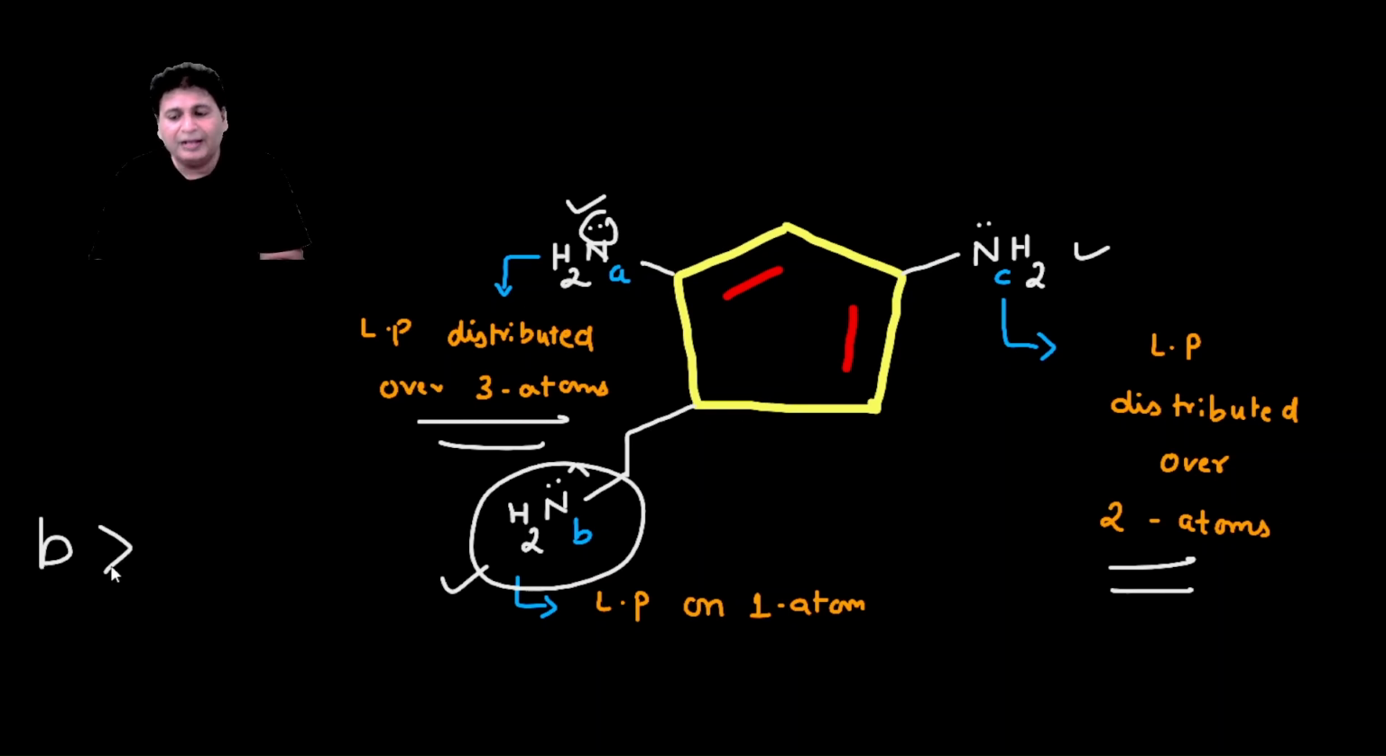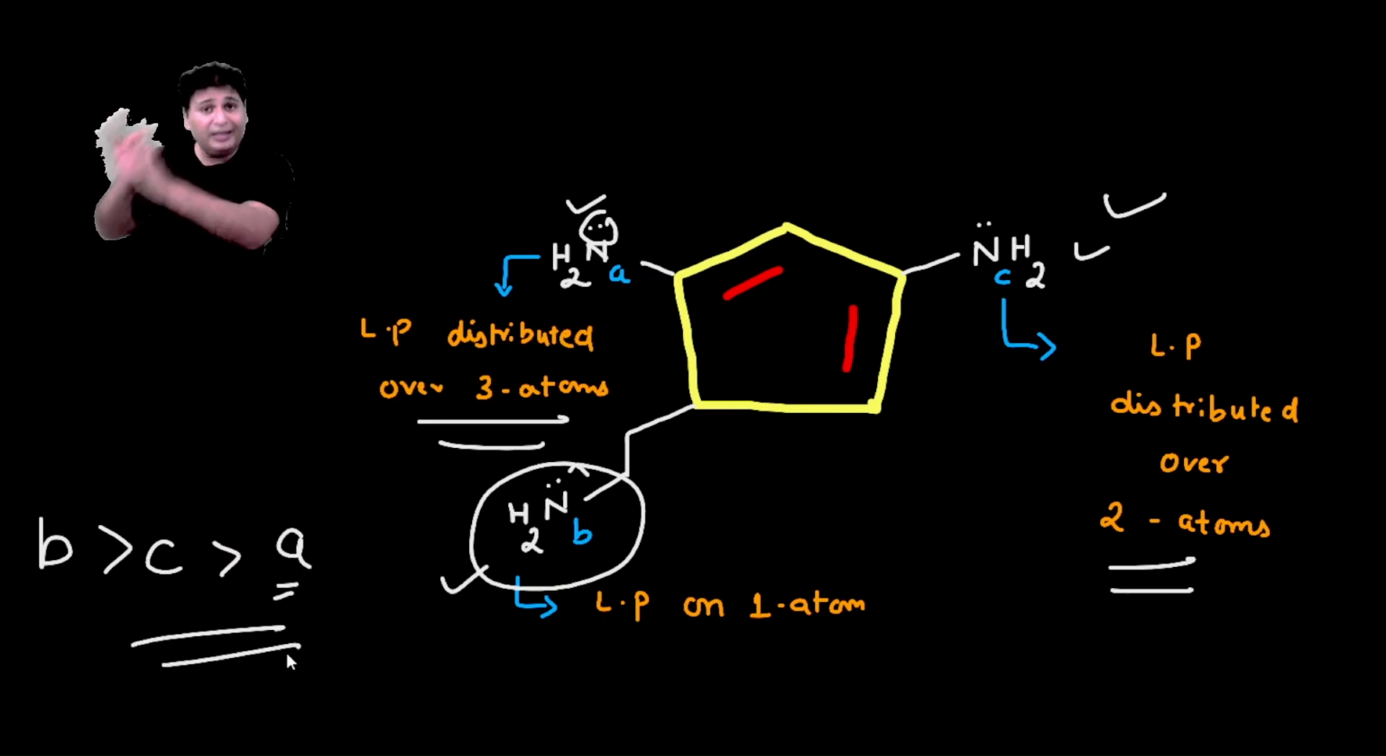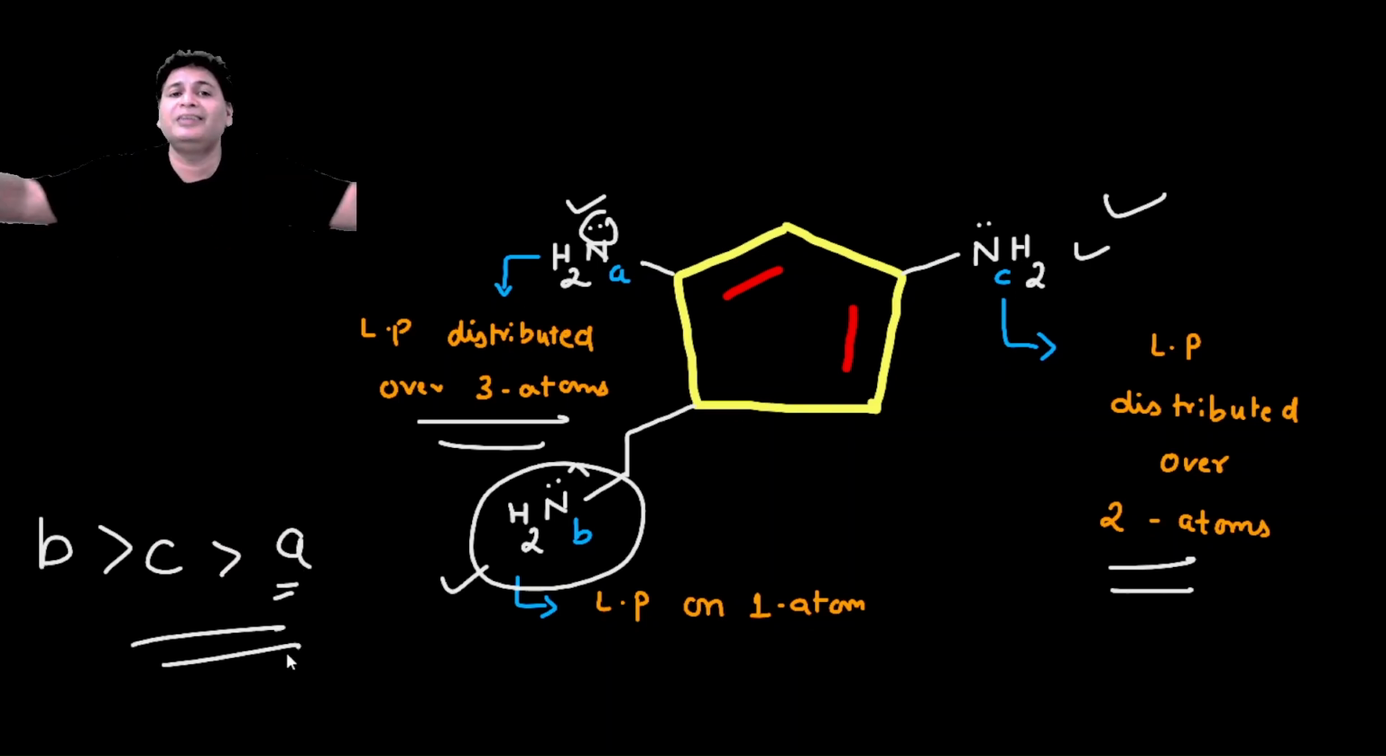After B, now will come C. Why? Because here the distribution, the sharing is lesser, so availability is more. So after B will come C, and the least basic is going to be A, because there it was shared amongst a greater number of atoms.